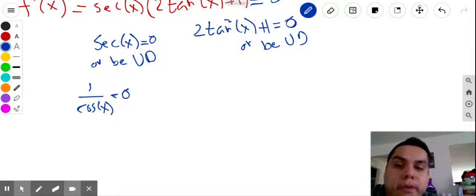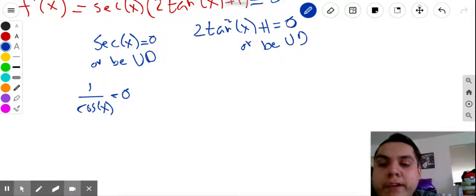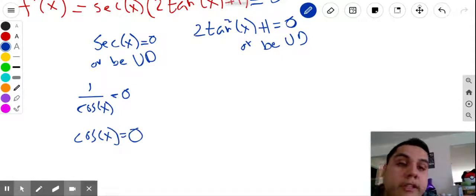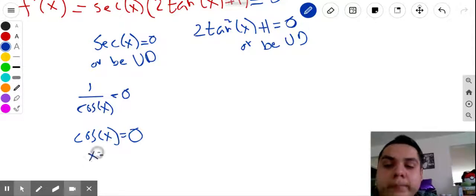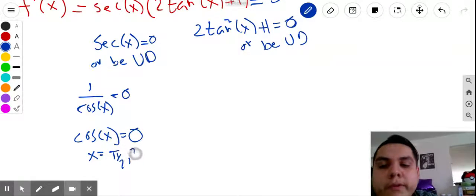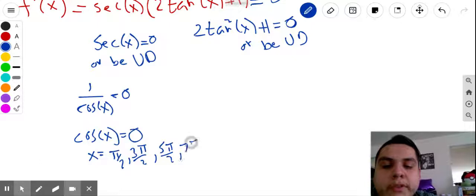Automatically doesn't work. But where it's undefined is where cosine of x would equal 0. And cosine is equal to 0 at, oh gosh, I remember this well. Yep. At pi over 2, 3 pi over 2, 5 pi over 2, 7 pi over 2. Right, so all the odd multiples of pi over 2.